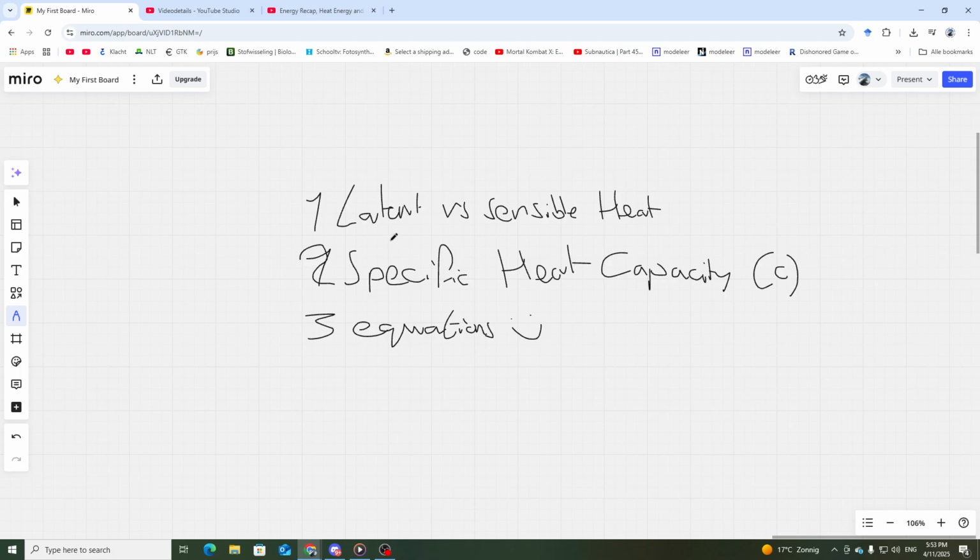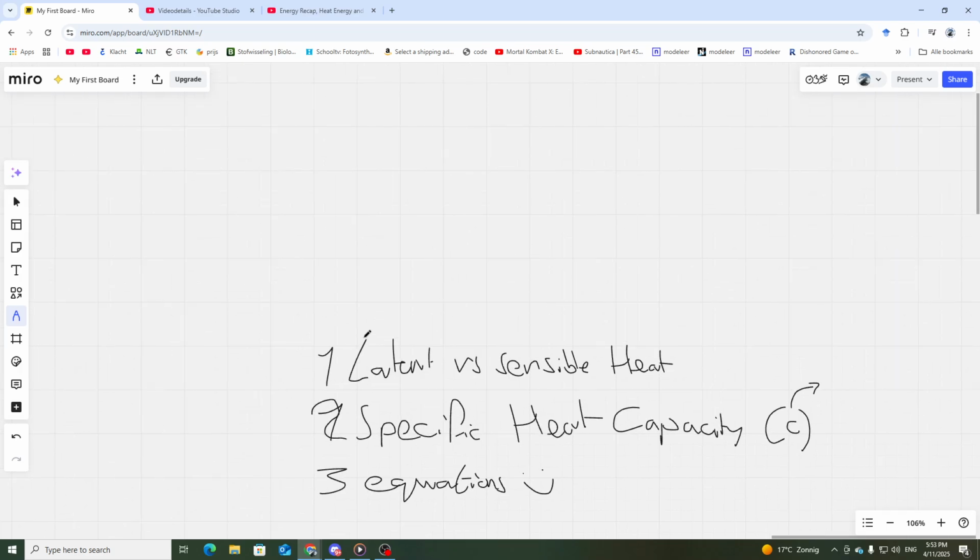Okay, this was Unit 5, Lesson 2, in which we talked about latent heat, sensible heat, then the big boy, specific heat capacity, aka Mr. C over here. I'm going to tell you the two equations for these and some practice calculations so that we can go through them and you're ready. Okay, let's start at the start.